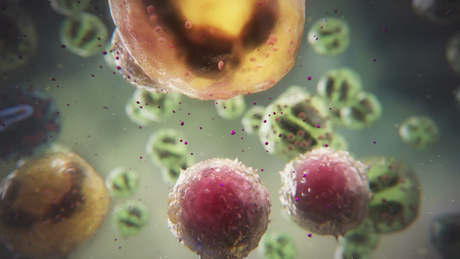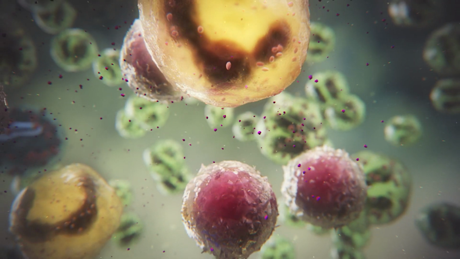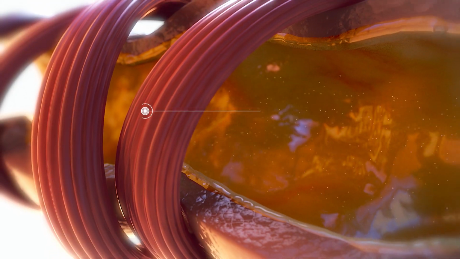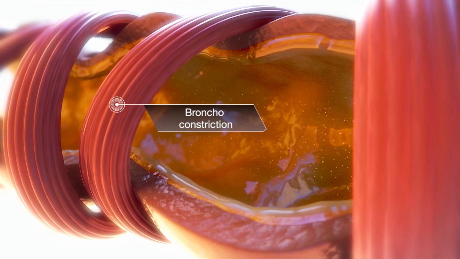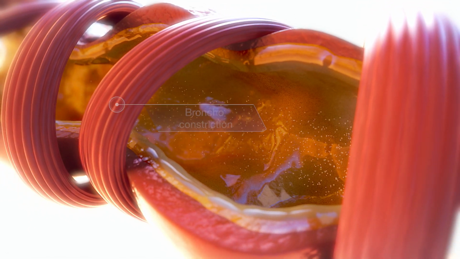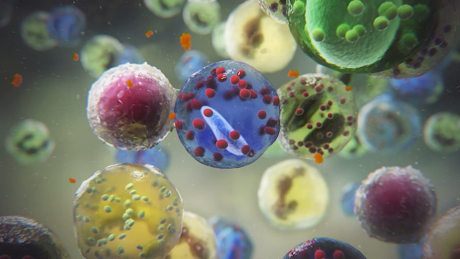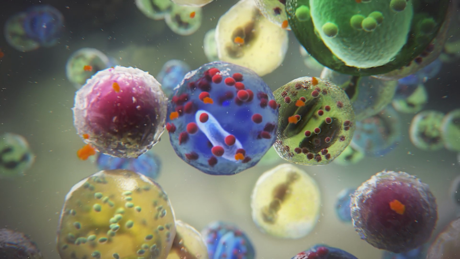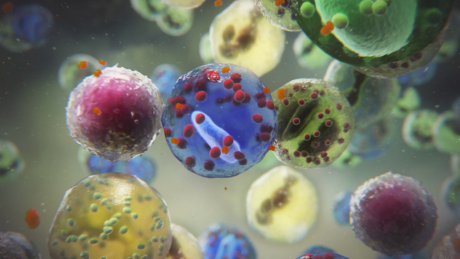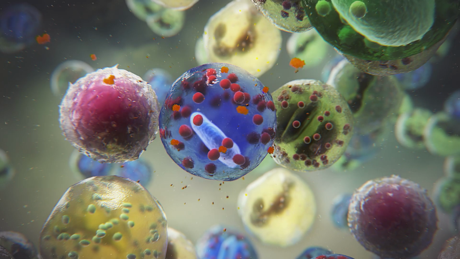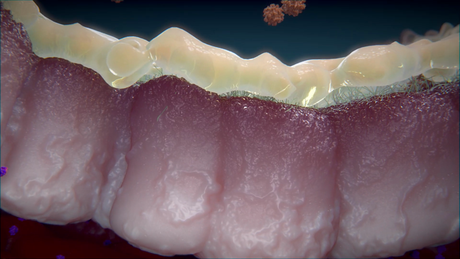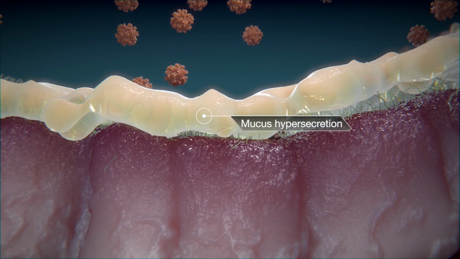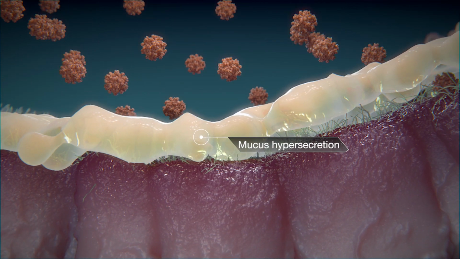IL-5 is a cytokine involved in the recruitment, maturation, and survival of eosinophils, which can damage the bronchial epithelium and may cause bronchoconstriction. IL-4 promotes B-cell production of IgE. Allergen binding of IgE on mast cells results in degranulation and release of multiple inflammatory mediators. IL-13 also increases the airway smooth muscle response and is involved in mucus hypersecretion via goblet cell hyperplasia.